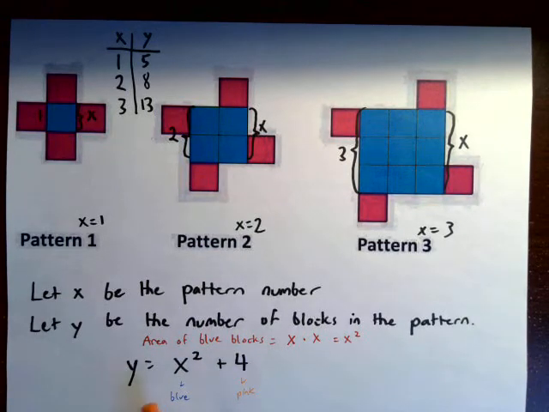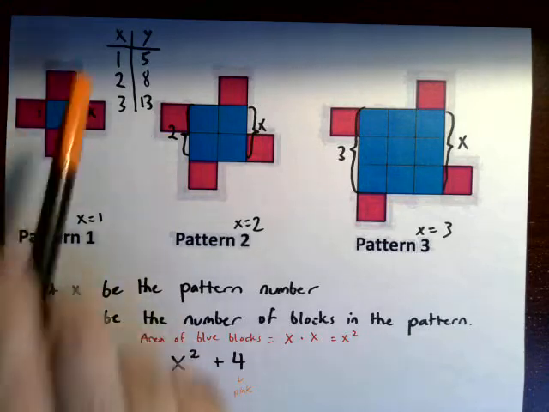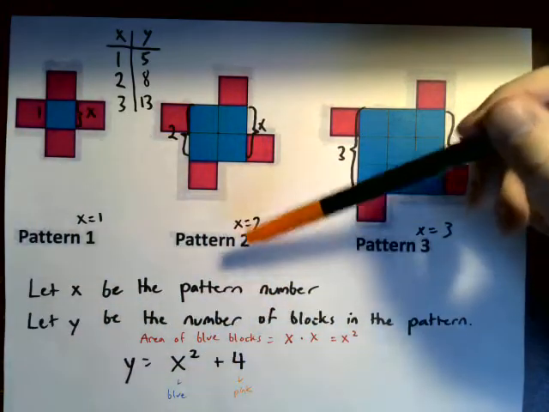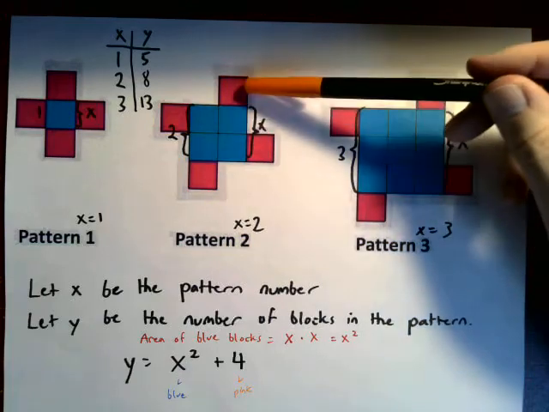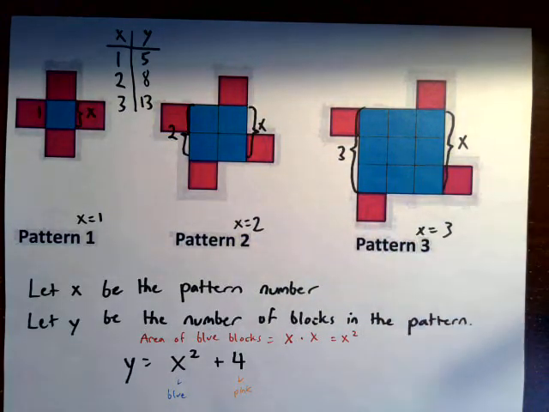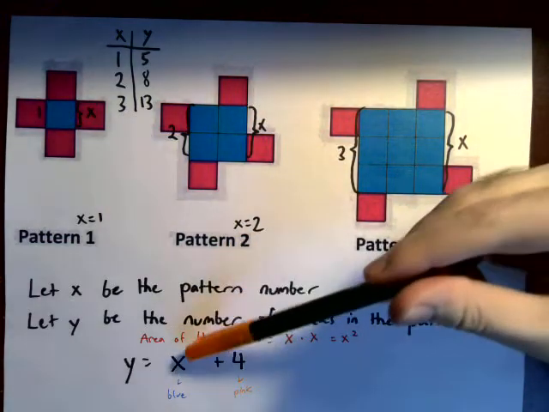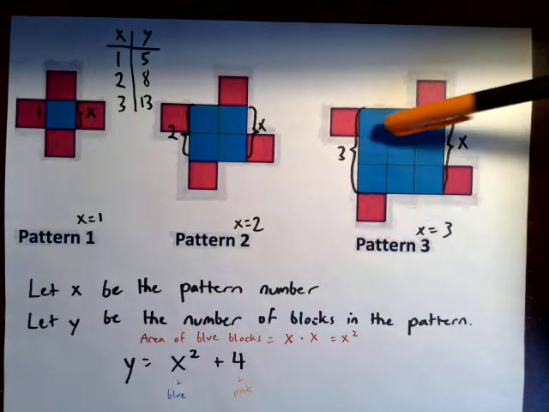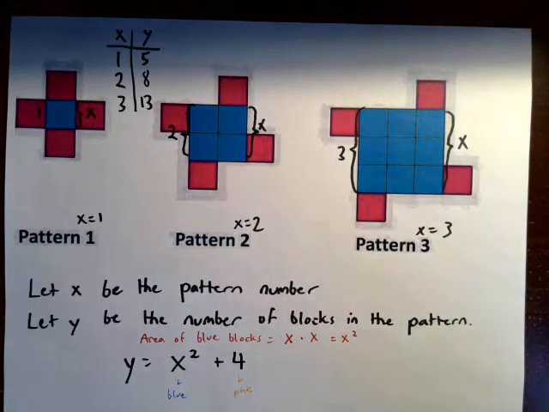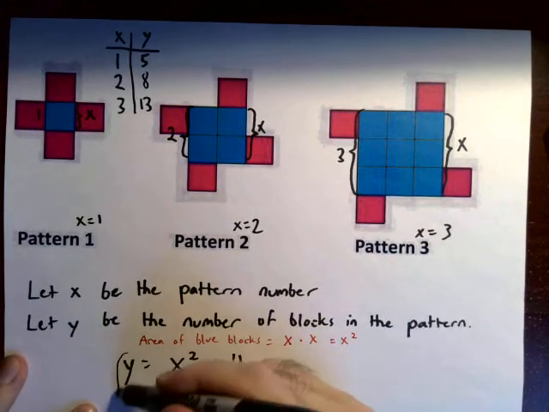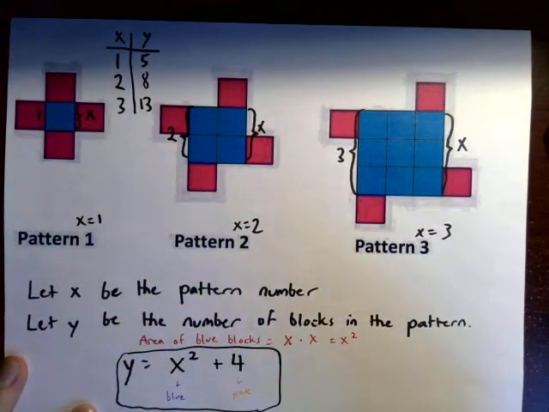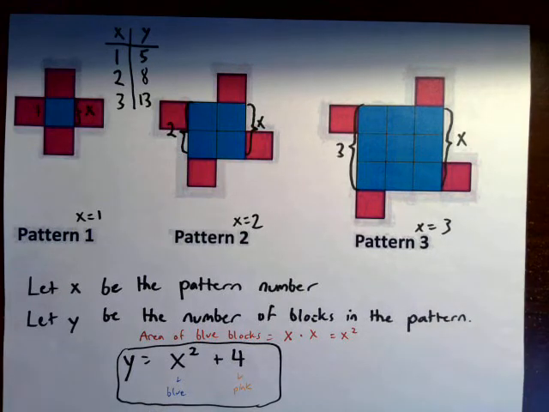So we could test that. So let's say when x is 1, we would have 1 squared plus 4. Would we have 5? Yes, we would. And then if x was 2, that would be 4 plus 4. Do we have 8 blocks? Yes, we do. And then in pattern 3, if x was 3, it would be 3 squared, which is 9, plus 4. Yep, so that one is also right. So then this would be our equation. And then since there's no brackets to expand, that would be the fully expanded and fully simplified version.